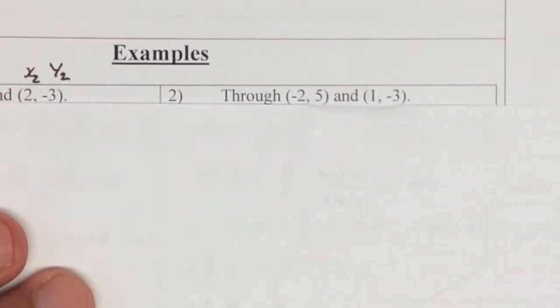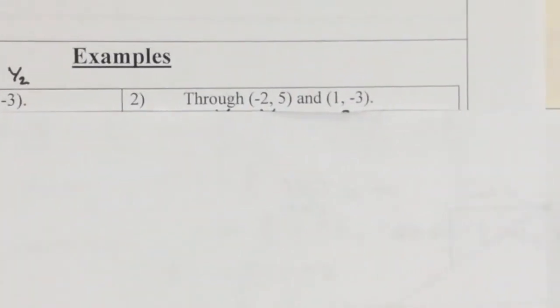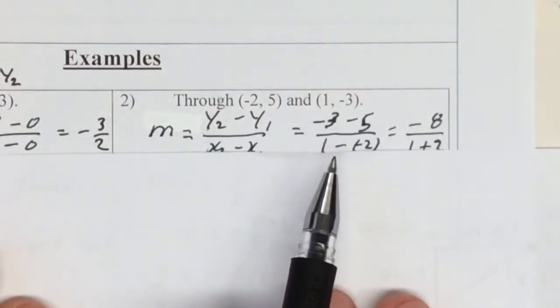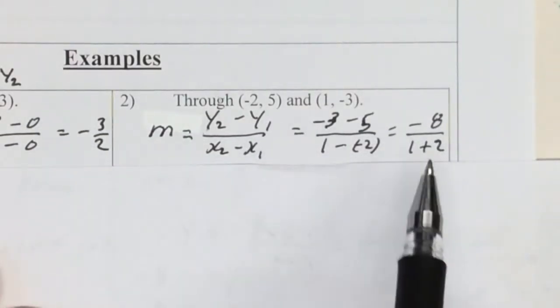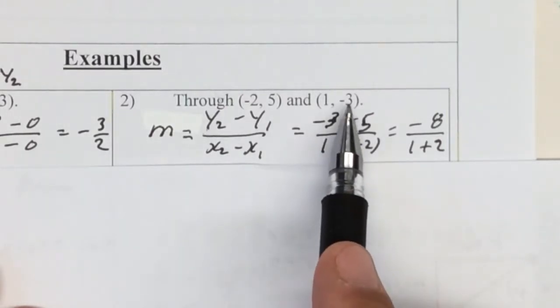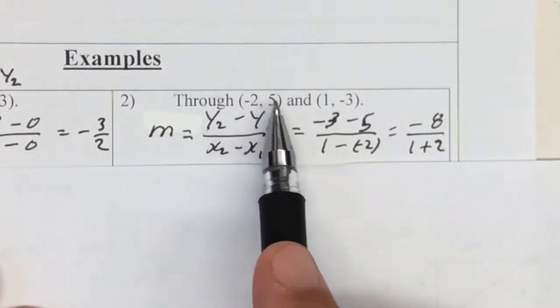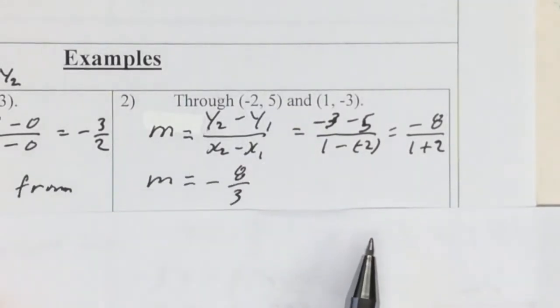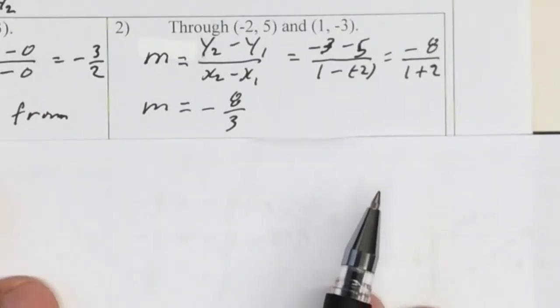Now this one, number 2. Now you've got 2 points where not one of them is the origin. So for the slope, again, plug into the slope formula. There's x2, y2, x1, y1. Subtract, and you get negative 8 over 3 as the slope.